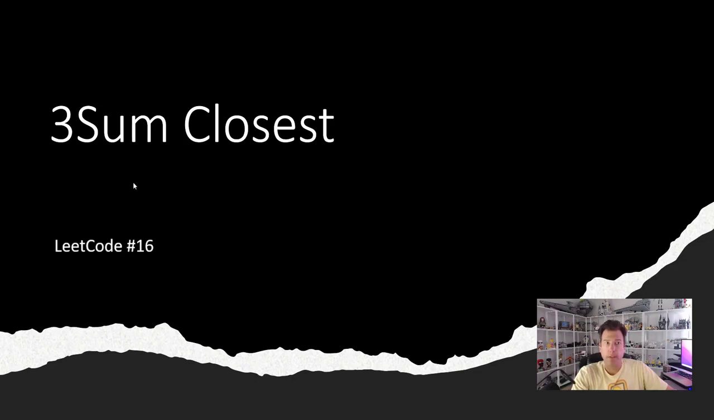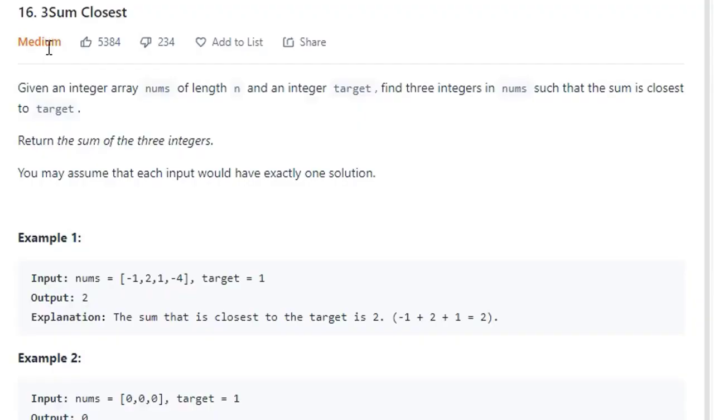Hello everyone. Today we're going to be looking at three-sum closest, which is LeetCode problem number 16. This is a medium problem, and it states, given an integer array nums of length n and an integer target, find three integers in nums such that the sum is closest to target. So return the sum of the three integers. We don't need to return the integers themselves, just the sum.